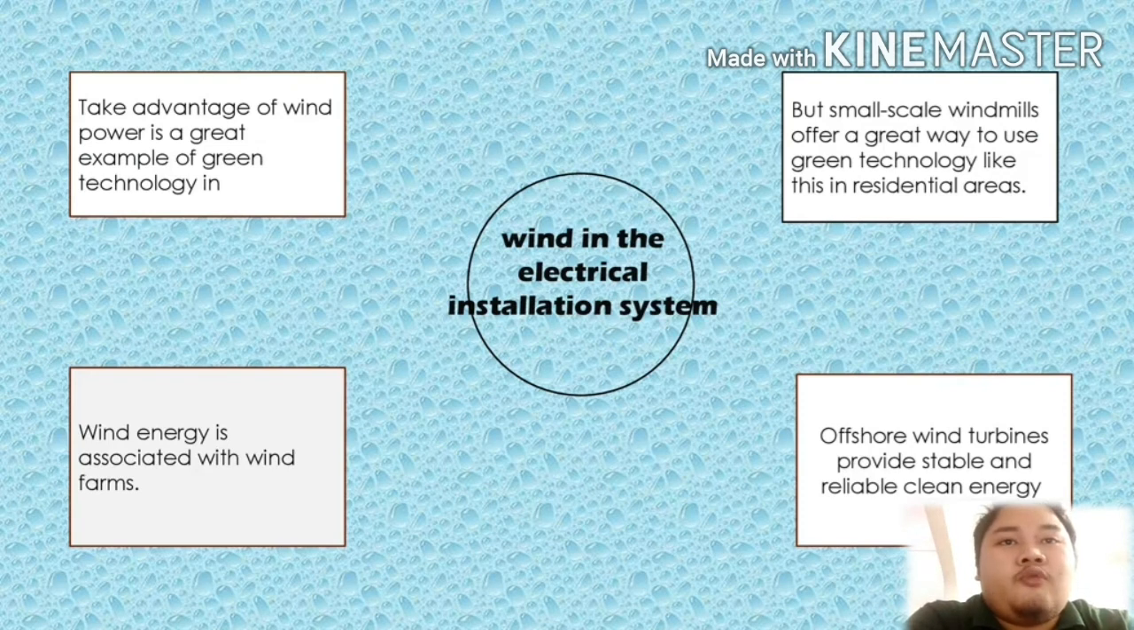Taking advantage of wind power is a great example of green technology. Wind energy is usually associated with wind farms, but small-scale windmills offer a great way to use green technology like this in residential areas. Offshore wind turbines provide stable and reliable clean energy for the use of consumers in residential areas.